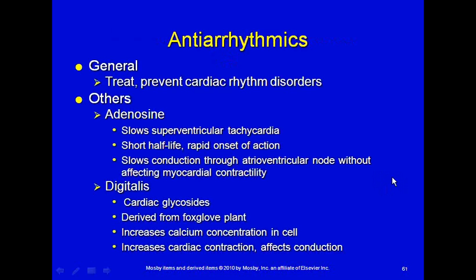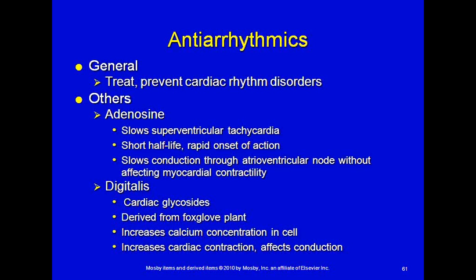Some general information about drugs that affect the cardiovascular system starts first with our antiarrhythmics. They're drugs that are used to help treat or prevent cardiac rhythm disorders, particularly rhythms that are extremely fast or irregular, rhythms typically that are really fast or really irregular.